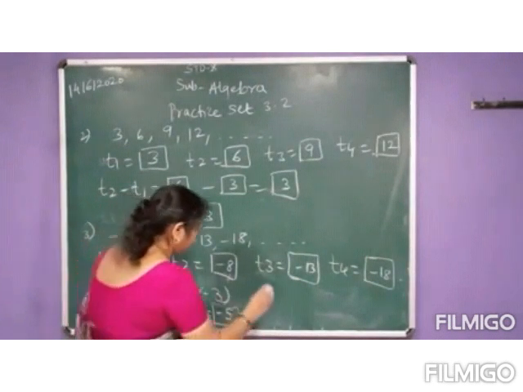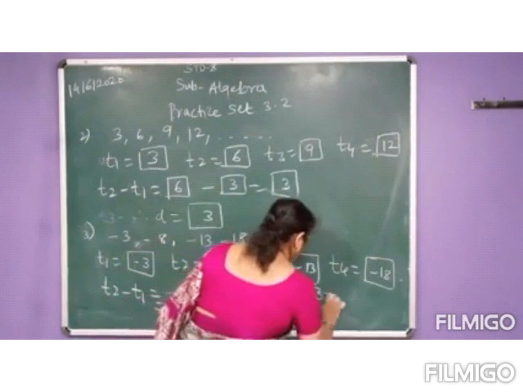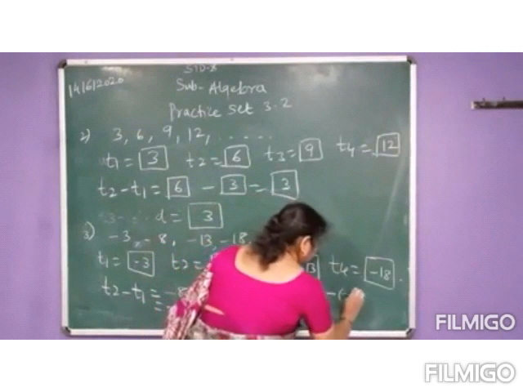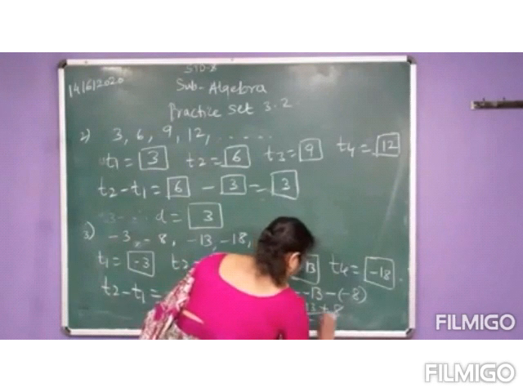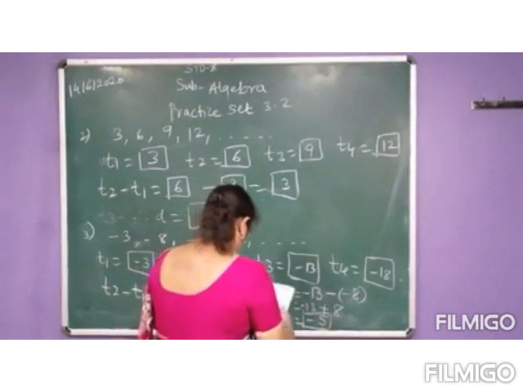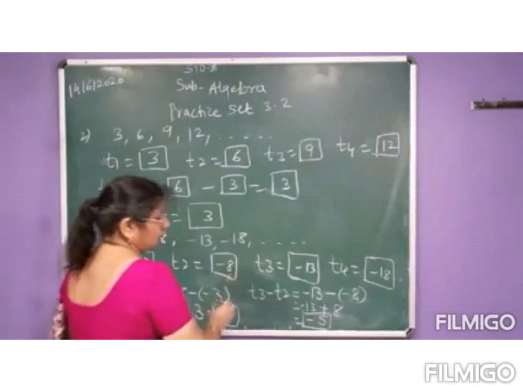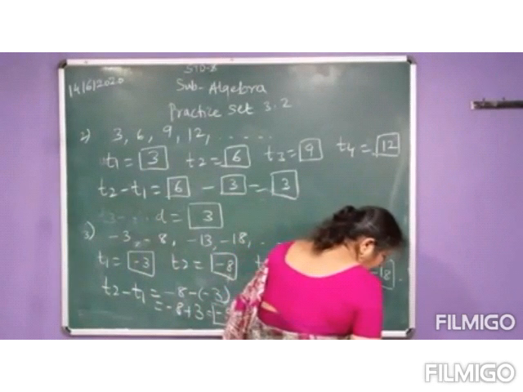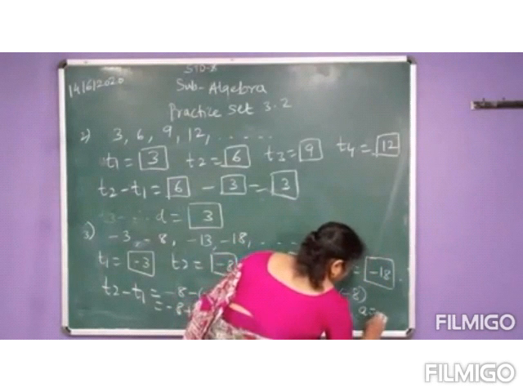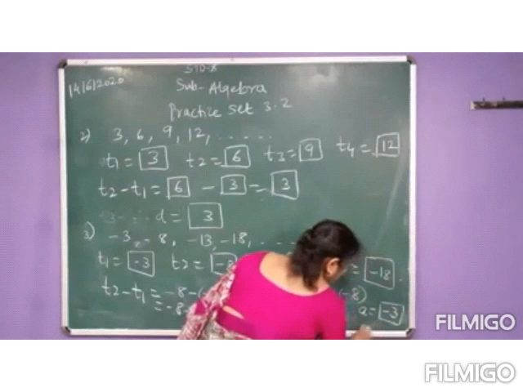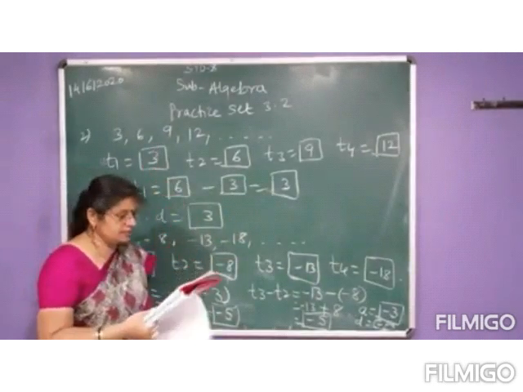correct? Then T3 minus T2. T3 minus T2 is equal to, T3 is minus 13, minus of T2 is minus 8. So minus 13 plus 8, so minus 5. So what did you get over here? What do you have to write down? A is your minus 3 and D is your minus 5. So like that, this is an activity based question.